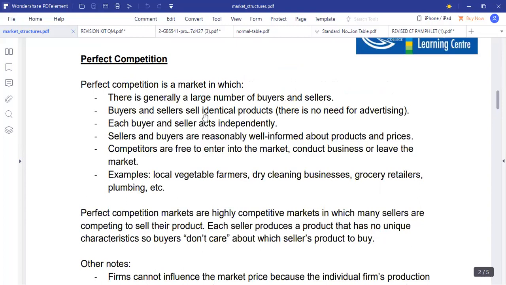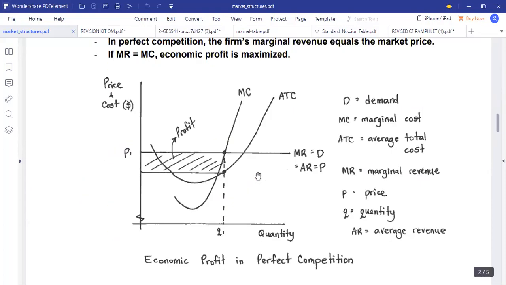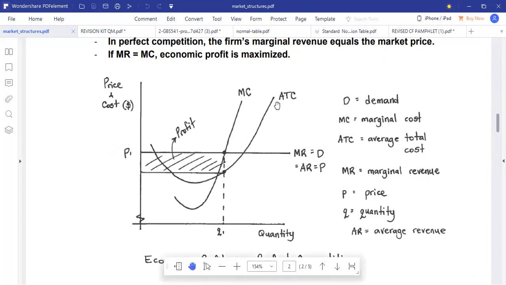So this is what happens in this market structure. Goods are identical. Examples are vegetable farmers, dry cleaning businesses, and groceries. So the curves look like this in a perfectly competitive market. Marginal revenue cuts in between of the average total cost.